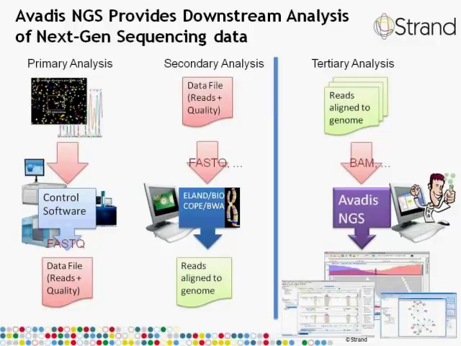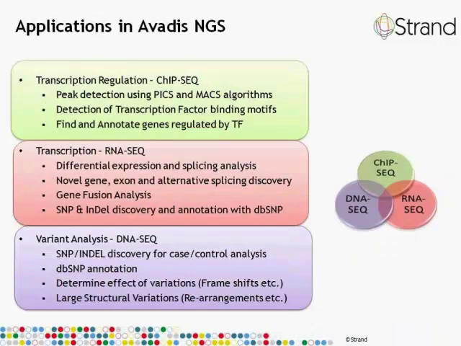Avadis NGS will take in the pre-aligned data, usually in the SAM or BAM format, and it will allow you to interrogate the data in a structured and interactive manner. There are three major modules in Avadis NGS. These are RNA-Seq for the transcriptomic data, DNA-Seq for variant analysis, and ChIP-seq for transcription factor and other protein binding sites.